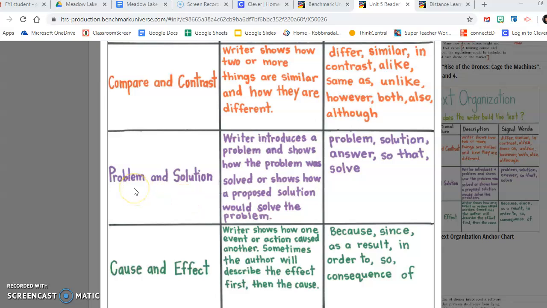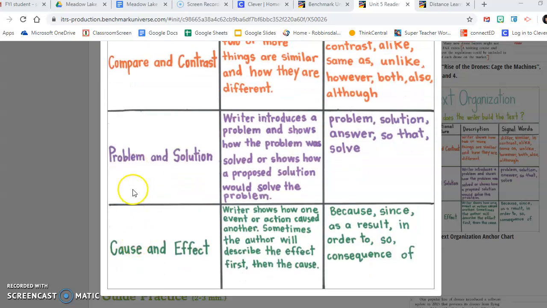The next text structure we looked at was problem and solution, which is what we're going to get back to today. So I'll come back to this one. But earlier we looked at cause and effect text structure as well, when the author talks about certain events that happen and then what effects happen because of those causes. The writer is showing how one event or action causes another. And sometimes the author will describe the effect first and then the cause. They'll say something like, the dog got out, the effect, because we didn't lock the door, the cause.